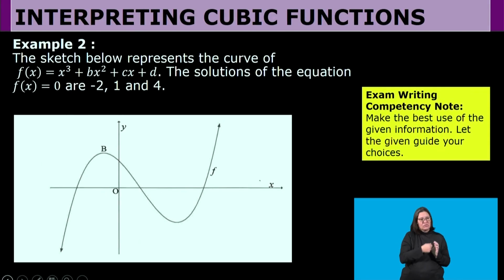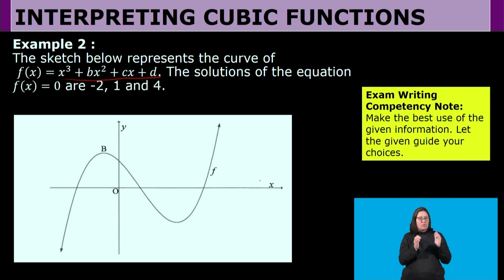Hello everyone, welcome back. We are continuing our discussion on cubic functions and we're looking at graph interpretation. So in our next example, our sketch is given and we are told that this is the sketch of f of x is x cubed plus bx squared plus cx plus d. With that information, I want to see what is the best way I can interpret what I've been given to answer the questions that come. So let's continue reading though.